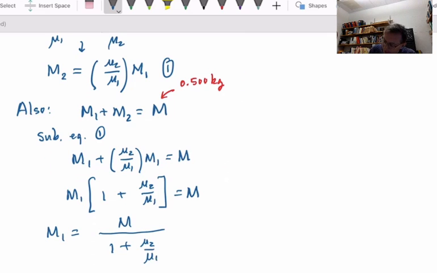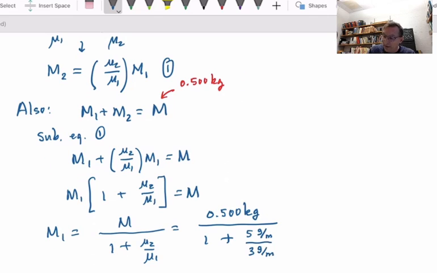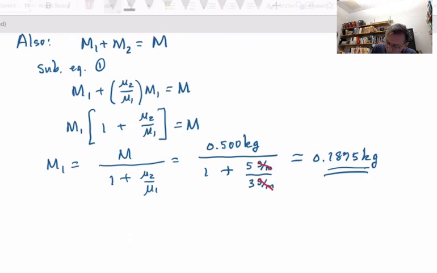Again, the m total was 0.5 kilograms. And I divide that by 1 plus mu2 over mu1. Here I'm just going to leave them in their original units since it's a ratio. The key thing is that the units be the same. I'm going to express them both in grams per meter. Then those units cancel. And so that is really just 0.5 kilograms divided by 1 plus 5/3. And that turns out to be 0.1875 kilograms. That's exact, so I'll just write it like that. 0.1875 kilograms.